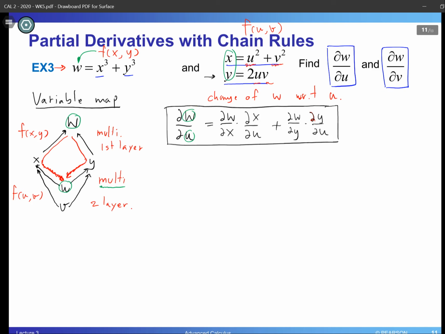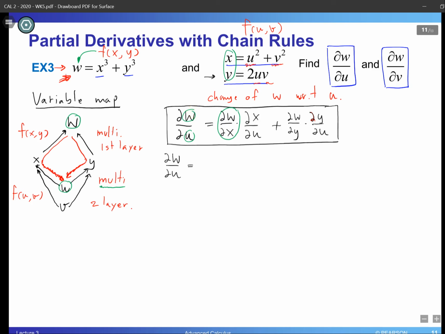What about we use this right away? Alright, let's find the first one, dw by dx. This is going to be equal to, dw by du equal to the first term. I am going to differentiate this with respect to x.